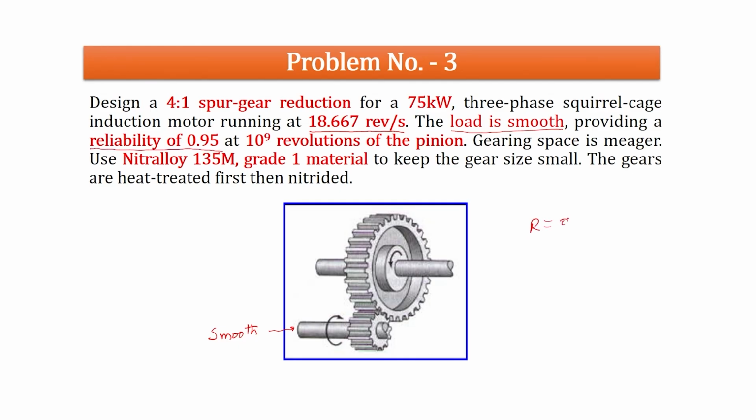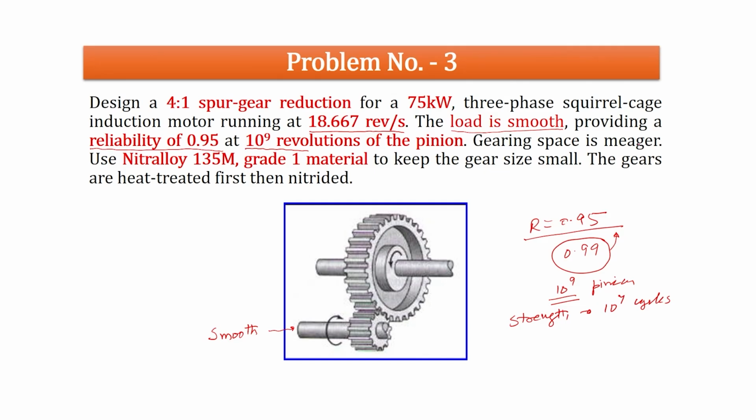Reliability given is 0.95. The fatigue bending strength and the surface fatigue strengths are given for 0.99 reliability, and so we have to use a reliability correction factor. The life required is 10 to the power 9 revolutions, which is the life for the pinion. Now, we know that the AGMA strengths are given for 10 to the power 7 cycles, and so we have to use a life factor also.